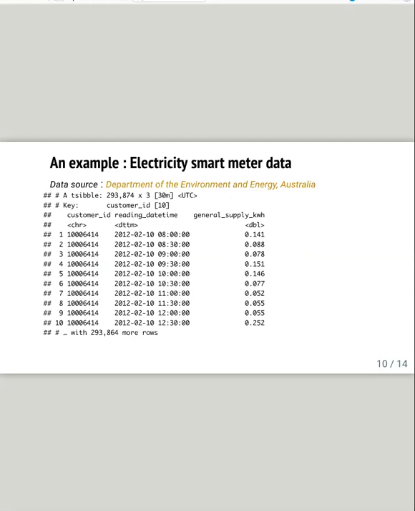We will see an example of sample data from the Smart Grid Smart City project from the Department of Environment and Energy, Australia. It has the columns customer ID, which serves as the key, the reading date time, which is the index of the tsibble, and general supply kWh, which is the energy consumption measured in kilowatt hours, as the measured variable.